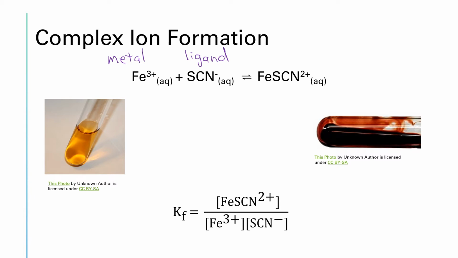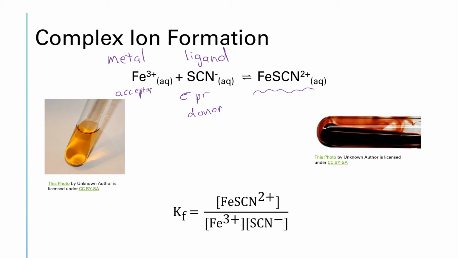ion is acting as the ligand, and this is a Lewis acid-base reaction. The thiocyanate is the electron pair donor, and the iron ion is the electron pair acceptor, and once that coordinate covalent bond has been formed, we have this complex ion, FeSCN+2. So the metal interacts with the ligand.